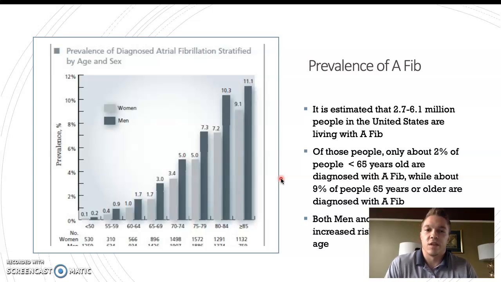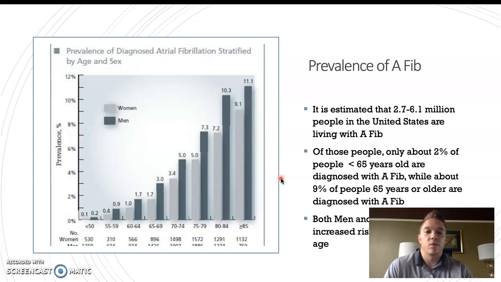Now the prevalence of AFib. As I said before, AFib is the most common heart arrhythmia. It's estimated that 2.7 to 6.1 million people in the US are living with AFib. Of those people, only about 2% or less who are under the age of 65 are diagnosed with AFib, and about 9% of people older than 65 are diagnosed with AFib. So you can see that age becomes a factor.